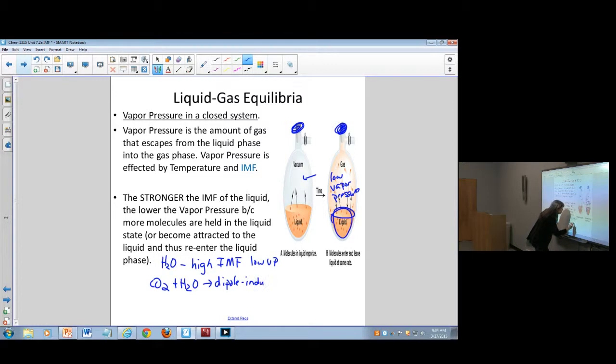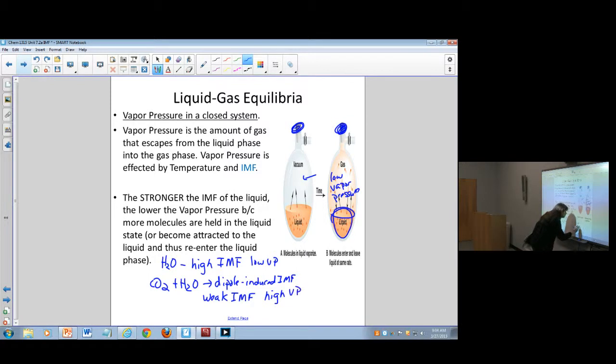Those are moderate, but they're weaker intermolecular forces. So compared to the water, these are weak intermolecular forces. What does that mean about the vapor pressure? That means there's high vapor pressure.